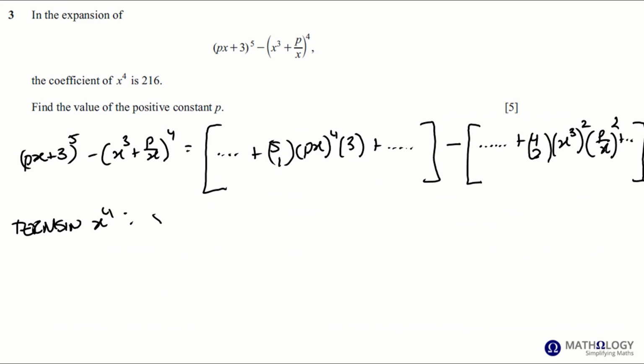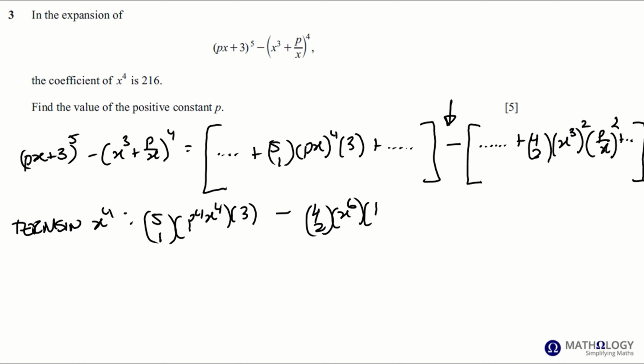x to the 4 will be 5 choose 1, p to the 4 x to the 4 times 3, minus 4 choose 2, x to the 6 times p squared over x squared. 5 choose 1 is 5. 5 times 3 is 15. So 15 p to the 4 x to the 4, minus 4 choose 2 is 6, so 6 p squared x to the 4.